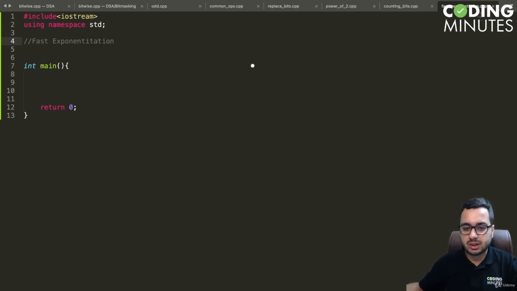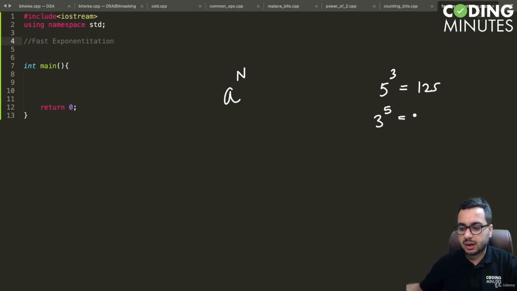Okay, so what is exponentiation? It's basically computing a raised to the power n, where a is a number and n is also a number. Let's say 5 raised to the power 3, this is 125. Or let's say 3 raised to the power 5, this is 3 multiplied 5 times. So 3 into 3 is 9, into 3 is 27, into 3 is 81, 81 into 3 is 243. Okay, so this is what exponentiation means.